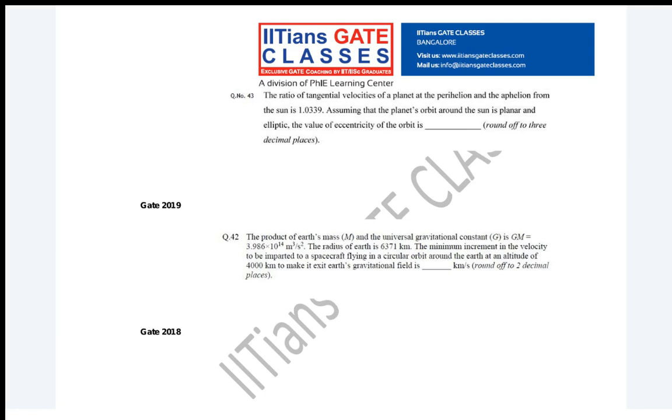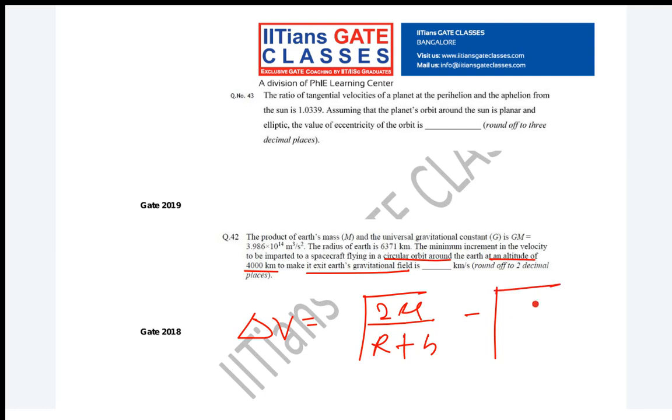Okay, so next question, guys, read what it says. 2019 question, read the question. The product of earth mass and universal gravitational constant G, GM means mu, is given. The radius of earth is given. The minimum increment in the velocity to be imparted to a spacecraft already flying in a circular orbit at an altitude of 4000 kilometer to make it exit from earth's gravitational field. So what we need, delta v. So what it will be? Square root of 2 mu upon r plus h minus square root of mu upon r plus h. Am I correct?